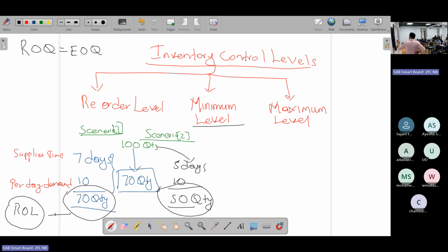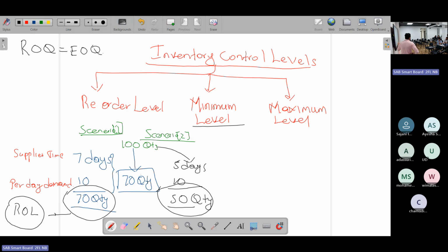Reorder level, to understand only, I put these examples. Don't get confused again, I'm saying. To understand the reorder level concept only, I have given these variables. So this one is moreover similar to minimum level.